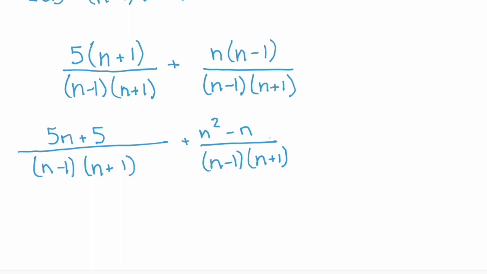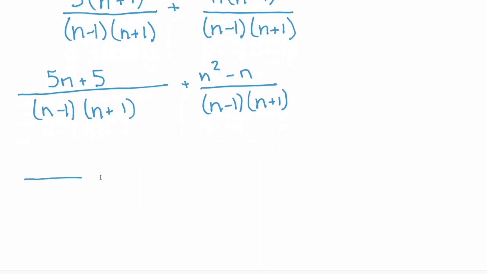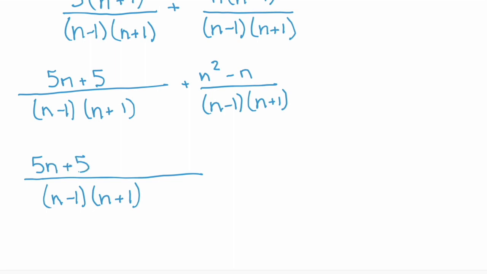Now we can actually combine the numerators. So they have a common denominator, so we'll keep that common denominator of n minus 1 times n plus 1. And our numerator, we have 5n plus 5 from the first rational expression, and we're adding n squared. And we're adding a negative n, so we're still just subtracting the n.